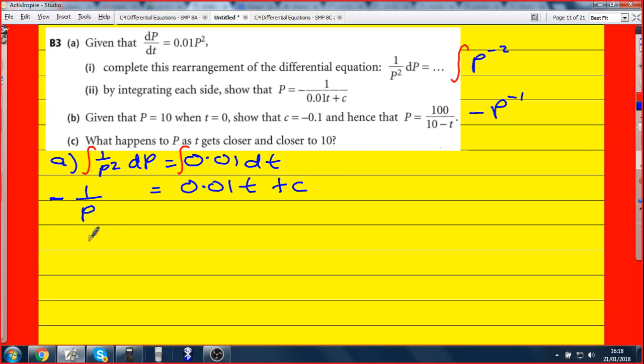Yeah, so we can just reciprocate those two, bring the minus to the other side, and then it's just 1 over all of that. And that's what they wanted? Yep. Okay. Part B.